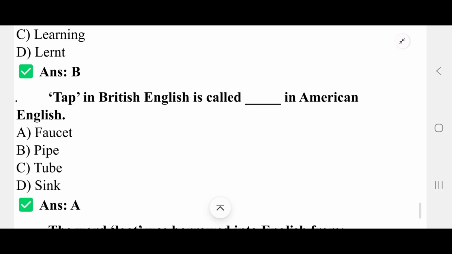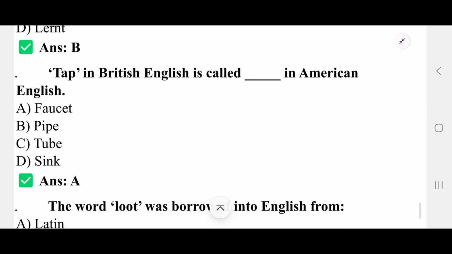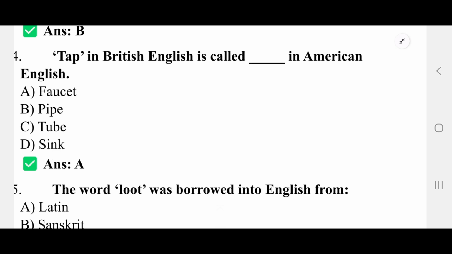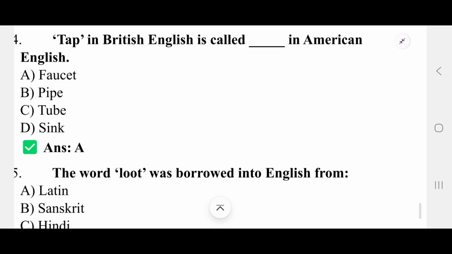Tap in British English is called what in American English? Faucet, pipe, tube, sink. Faucet, okay. I don't know the exact pronunciation, but option A is the right answer.